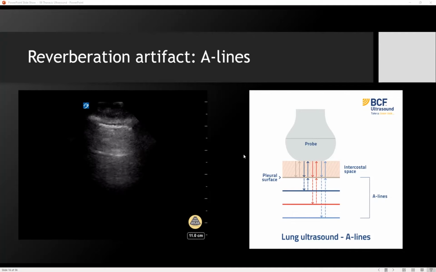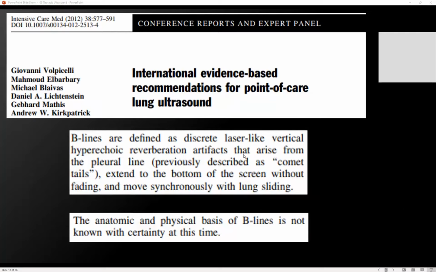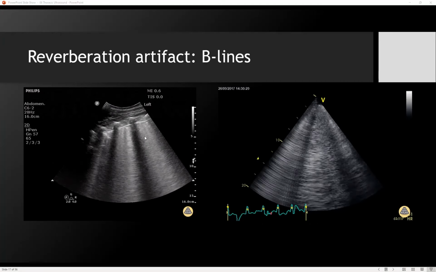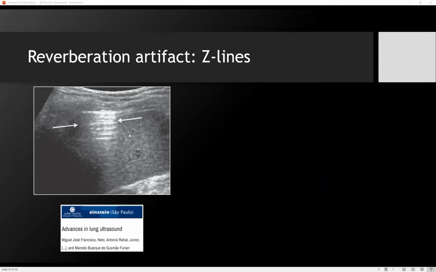All right, okay, perfect. So any other thoughts or questions about A lines, B lines? You could have A lines in pneumothorax. Generally, B lines, like I said, rule out a pneumothorax. Z lines are just not B lines.